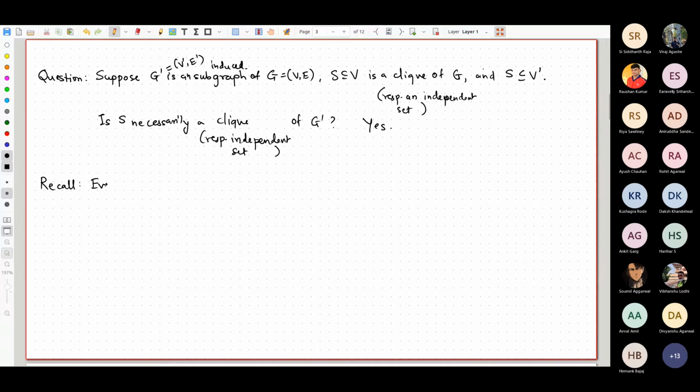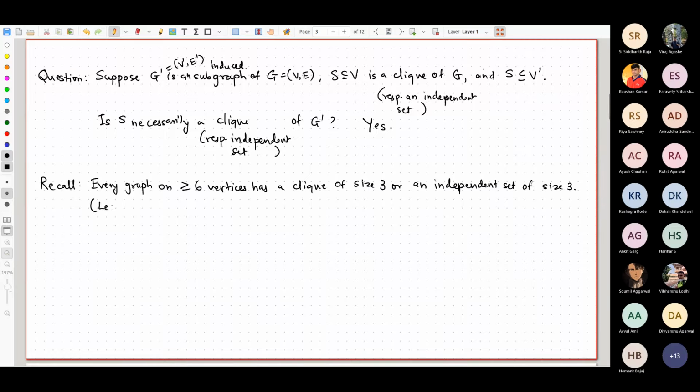Okay. So recall. Right. So every graph on, let's say, at least 6 vertices. Why just 6 vertices? You could have more vertices, right? So the proof works equally well. On at least 6 vertices has a clique of size 3 or an independent set of size 3. Right. So lecture 1, I guess.